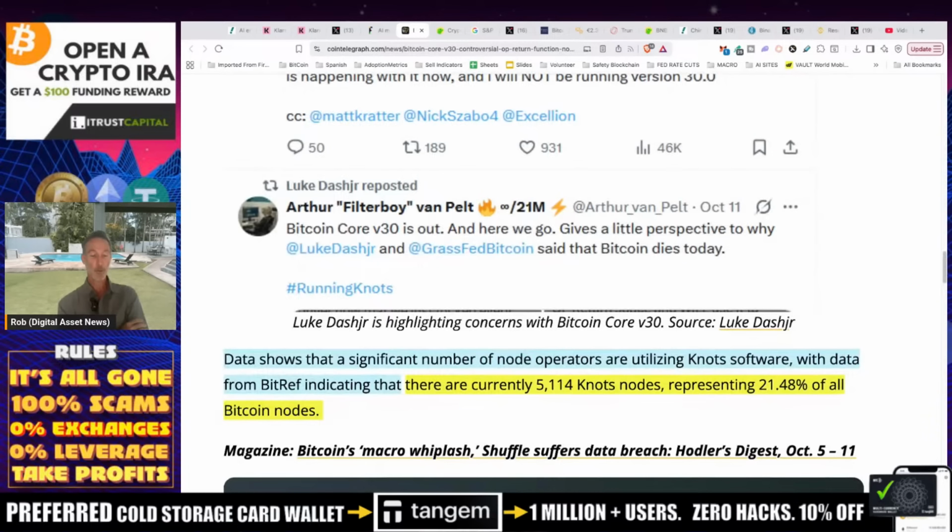And as far as who's upgraded or not, data shows that a significant number of node operators are utilizing Knots software. With data from Bitref, there are currently 5,000-plus Knots nodes, representing almost a quarter of all Bitcoin nodes. So is this going to stop Bitcoin from transacting? No, really what it comes down to is, are they going to allow those 10,000 data points in every Bitcoin transaction, or are they going to throttle it back down? It looks like everything's moving forward with V30, and Knots is being run in the background by a quarter of the nodes, so we'll see what actually happens.